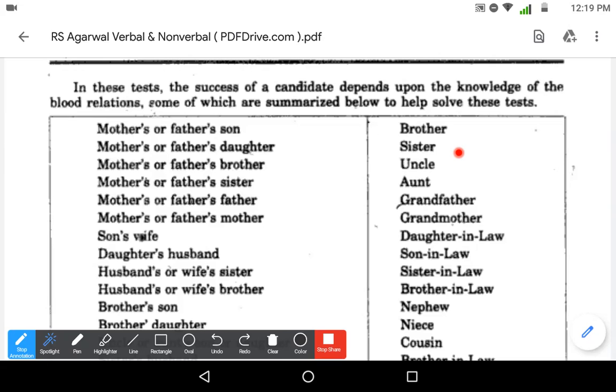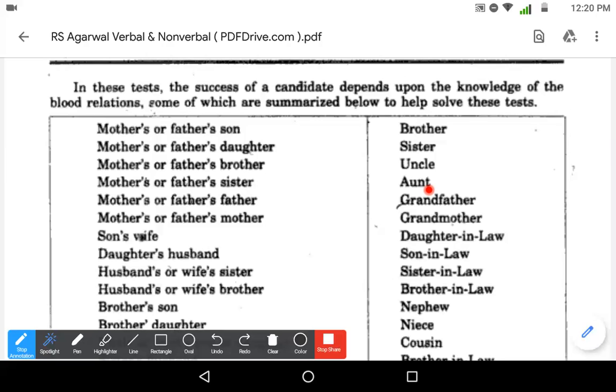So firstly, mother's or father's son. Your mother's son or daughter: if your mother has another son or daughter, they will become your brother or sister. Correct? And mother's or father's brother: if your mother has a brother, he is called an uncle. If your father has a brother, he is also called an uncle. Now please, please, please do not compare these relations to your vernacular language. Never do that, because in English, father's brother and mother's brother are both called uncle. But in your vernacular language, suppose you're taking Kannada, one is called Mava, another is called Dodappa if elder, or Chikappa if younger.